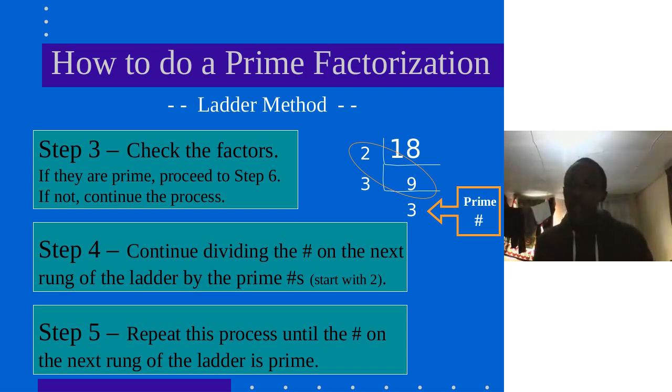So 18 divided by 2 is 9. 9 can be divided by a small number which is 3 to obtain 3. 3 is a prime, so we will not continue to the next step. So 3 divided by 3 to get 1, so it will be 3 squared multiplied by 2 to obtain 18. Is it understood, class?